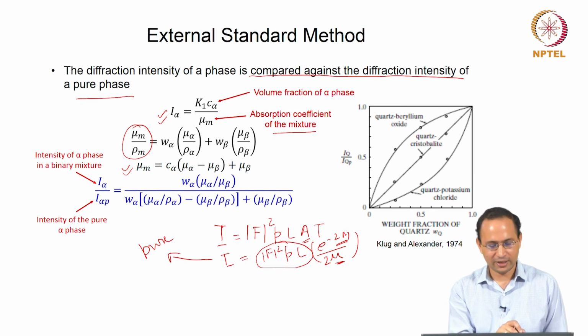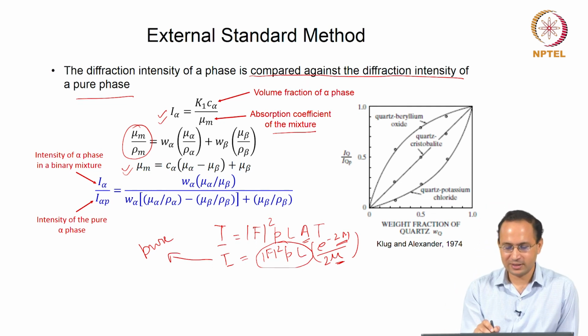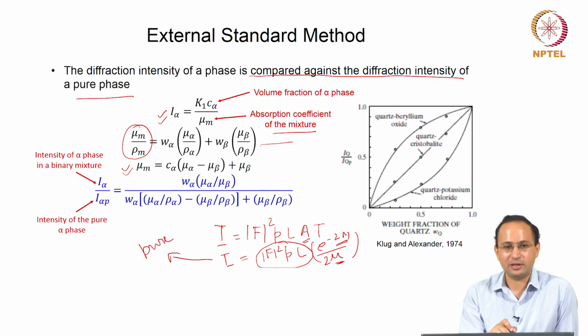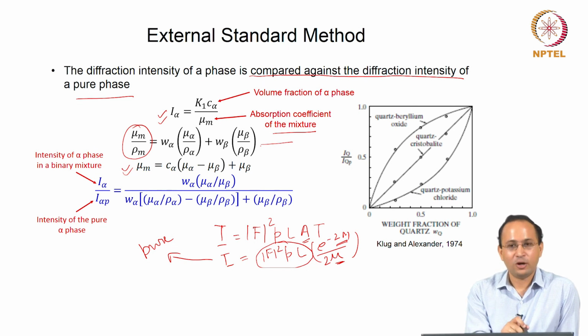Okay. So, it can be written as, first of all, what is this equation? This equation is nothing but a weighted average. So, mu m over rho m, the mass absorption coefficient of the mixture, is a weighted average: the weight of alpha times mu alpha over rho alpha, the mass absorption coefficient of alpha, plus the weight of beta times the mass absorption coefficient of beta. Because your mixture consists of alpha and beta phases, right.